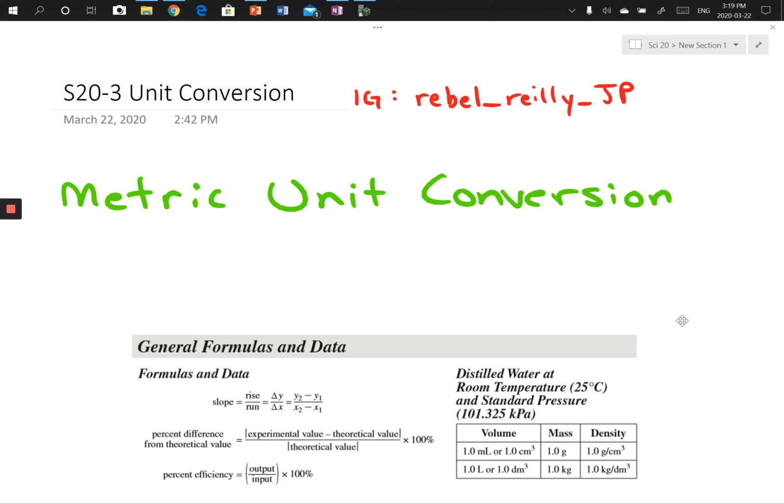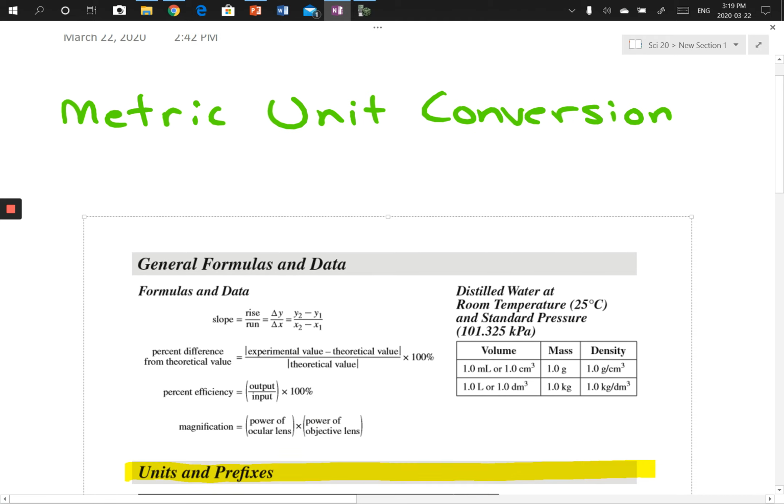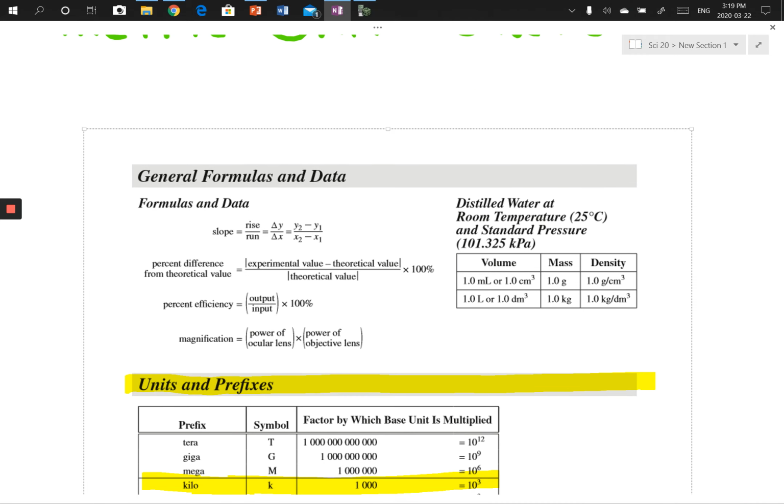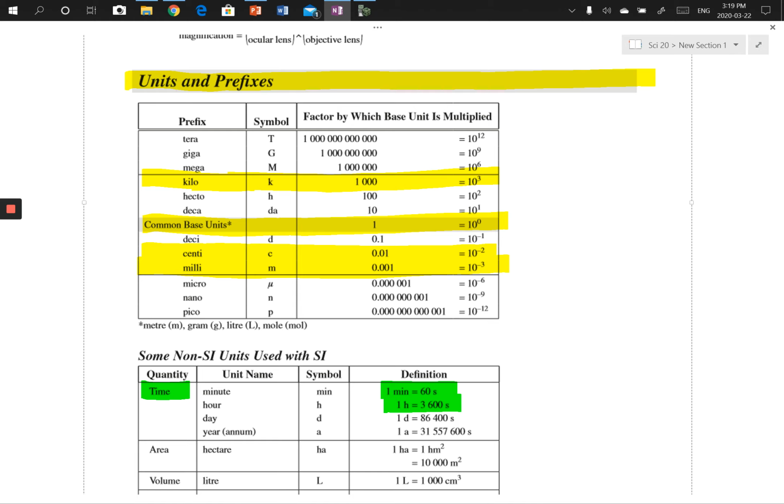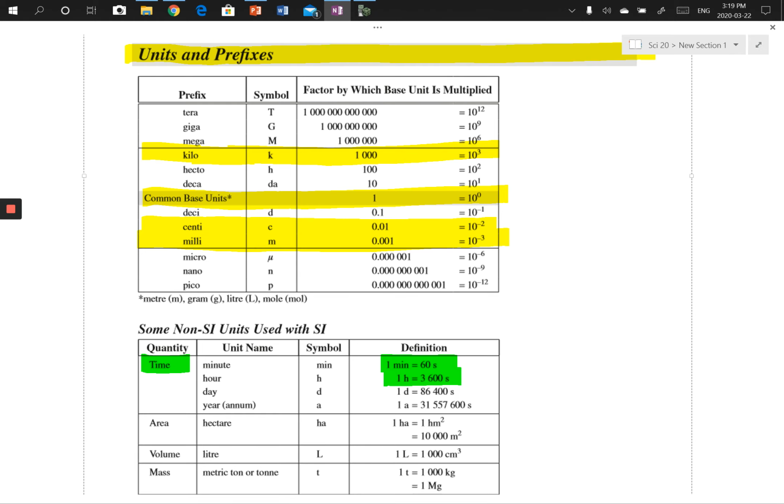We're going to look at some metric unit conversions here. In your data booklet, which I hope you guys have, you will find on page 1 this handy dandy chart that says units and prefixes. There's all the metric prefixes there that you could think of. We really are only going to use probably these 4. And I'm going to show you a little trick for converting your units. There's lots of different ways to do it. I'm going to show you one trick that I like to use called unit analysis.